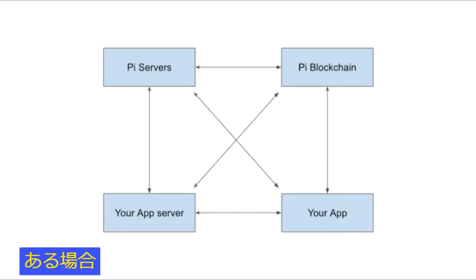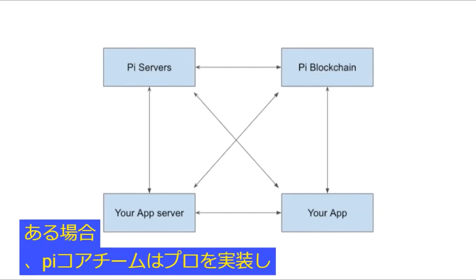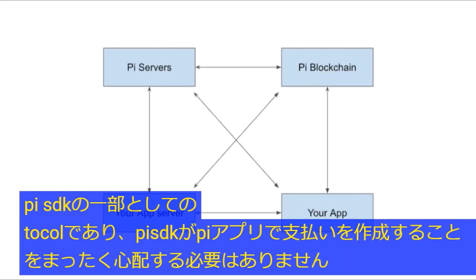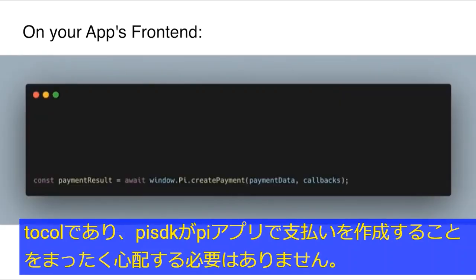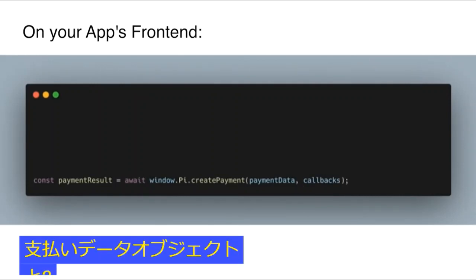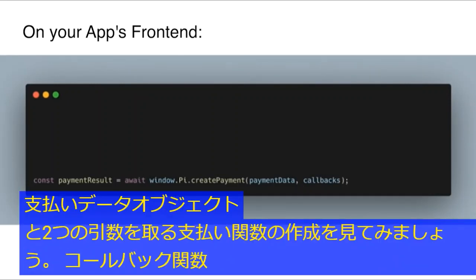To avoid such cases, the Pi core team has implemented a protocol as a part of the Pi SDK, and you don't need to worry at all. With the Pi SDK, creating a payment in Pi apps is very simple. Let's have a look at the createPayment function. It takes 2 arguments, which are a payment data object and an object of callback functions.